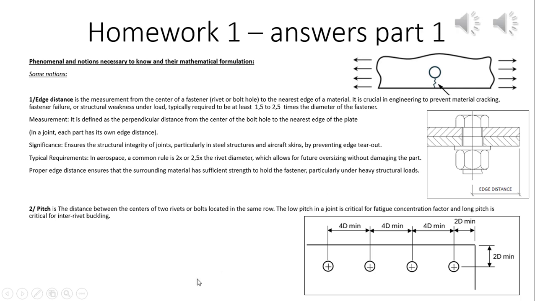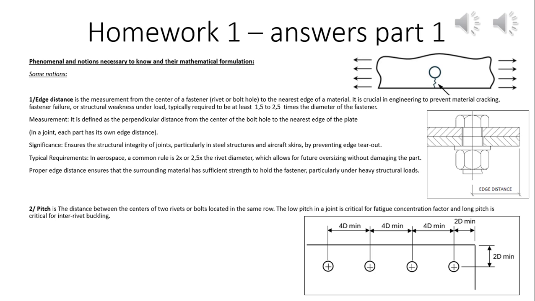Alors, edge distance. Edge distance is the measurement from the center of a fastener, rivet, bolt, hole to the nearest edge of a material. It is crucial in engineering to prevent material cracking, fastener failure, or structural weakness under load. Typically required to be at least 1.5 to 2.5 times the diameter of the fastener. So, edge distance, it's a measurement. It's defined as the perpendicular distance from the center of the bolt hole to the nearest edge of the plate.